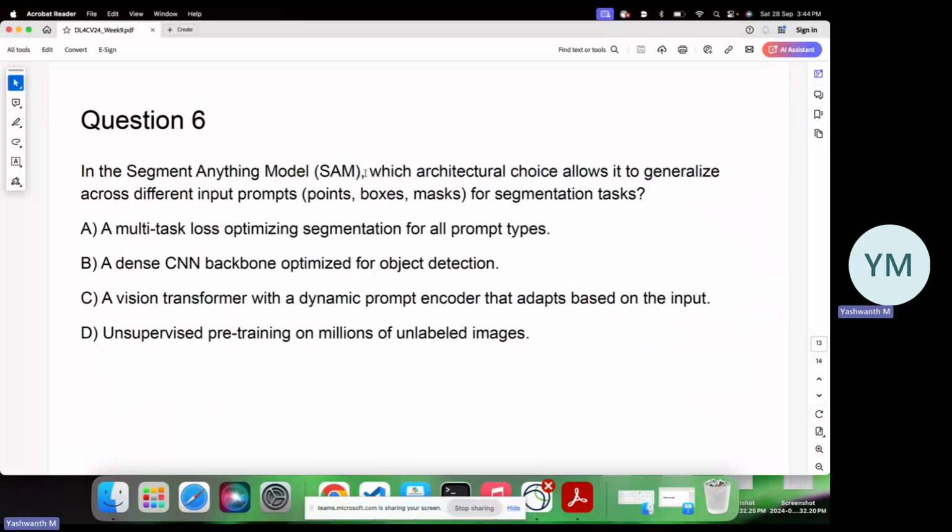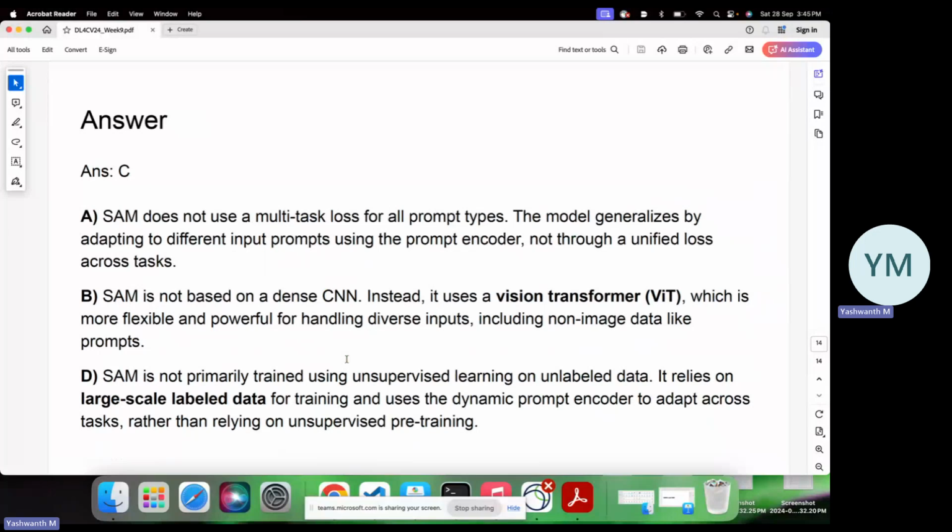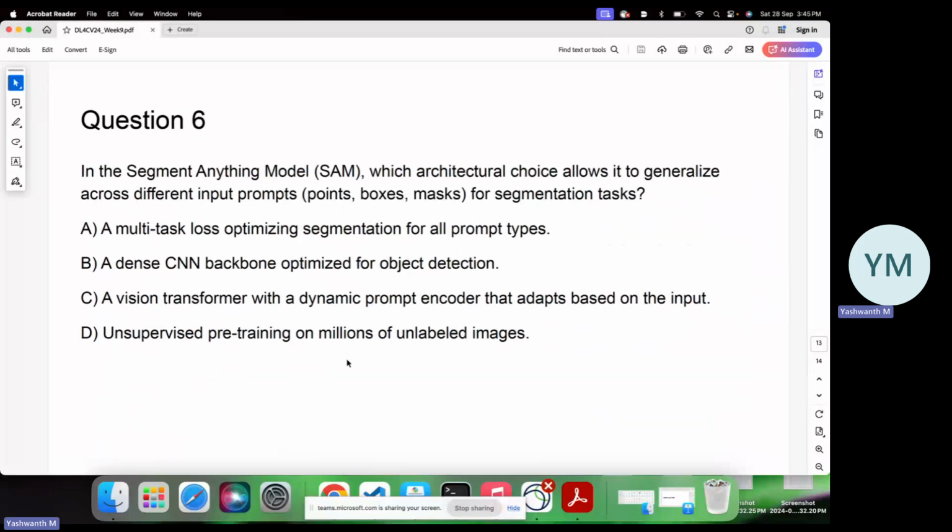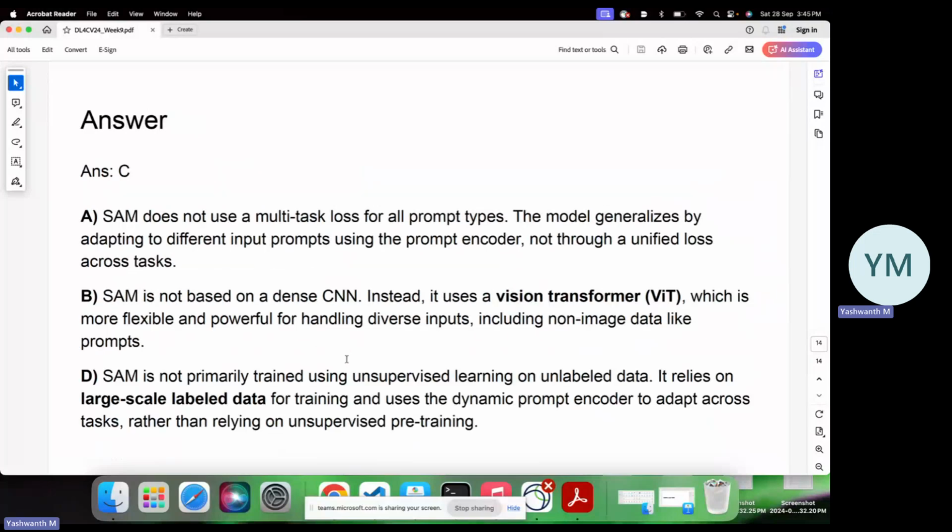In the Segment Anything Model, which architectural choice allows it to generalize across different input prompts, points, box, mask for segmentation tasks? A: A multitask loss optimizing segmentation for all prompt types. B: A dense CNN backbone optimized for object detection. C: A vision transformer with a dynamic prompt encoder that adapts based on the input. D: Unsupervised pre-training on millions of unlabeled images. The answer is C, which is a vision transformer with a dynamic prompt encoder that adapts based on the input.